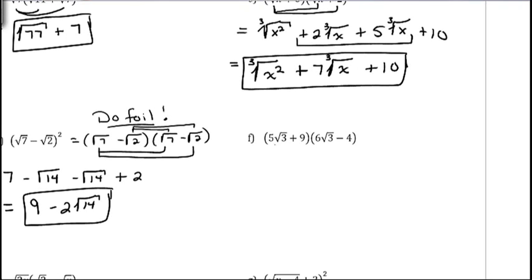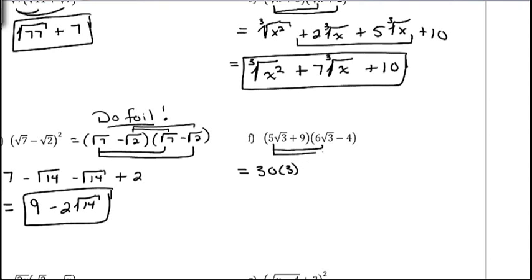In our next example, we have the quantity 5 times the square root of 3 plus 9 times 6 square root of 3 minus 4. So do FOIL. And so we multiply 5 times 6 gives us 30. And the square root of 3 times the square root of 3 is 3. So that is going to be 30 times 3.